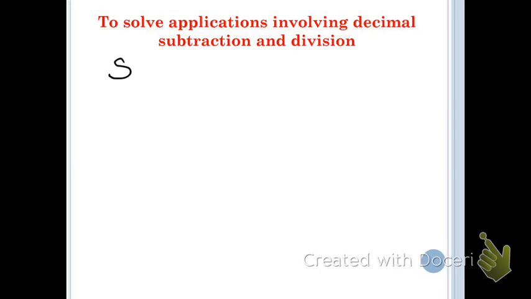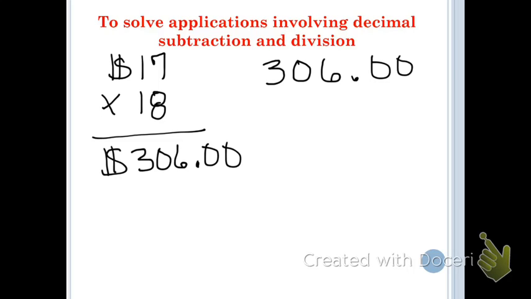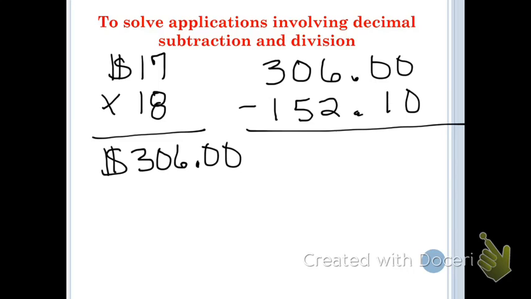She can spend $17 on each student. I'm going to multiply that by 18 because she has 18 students. So that's a total of $306 that she has to spend. She spent $152.10 on calculators. So if we want to figure out how much money she has remaining, we'll do $306 minus $152.10, which means she has $153.90 remaining altogether.